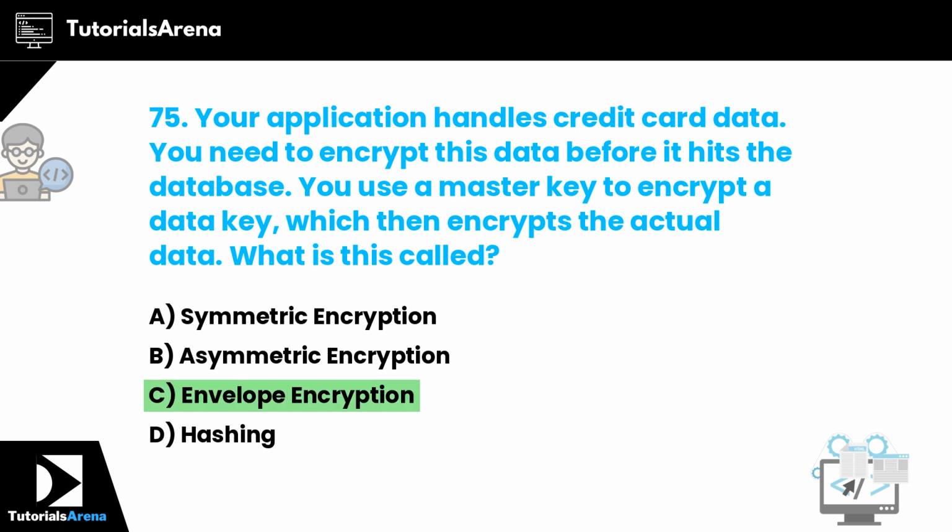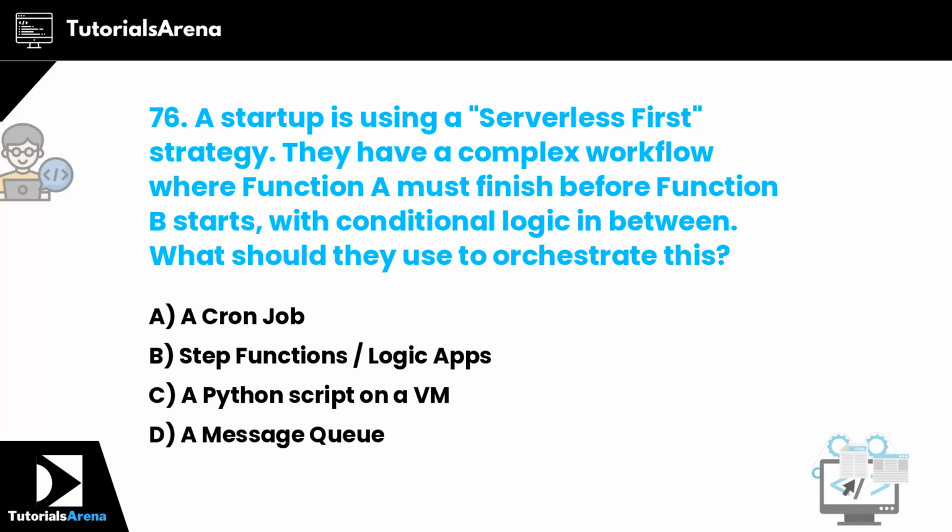Answer is C, envelope encryption. 76. A startup is using a serverless first strategy. They have a complex workflow where function A must finish before function B starts, with conditional logic in between. What should they use to orchestrate this? Answer is B, step functions/logic apps.